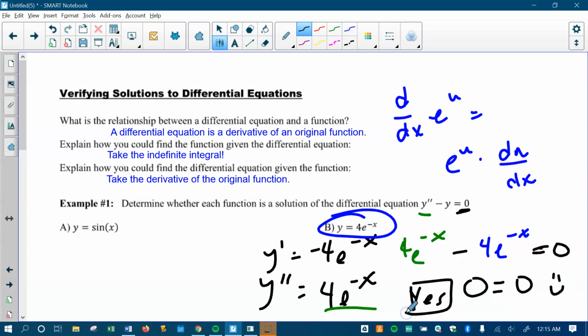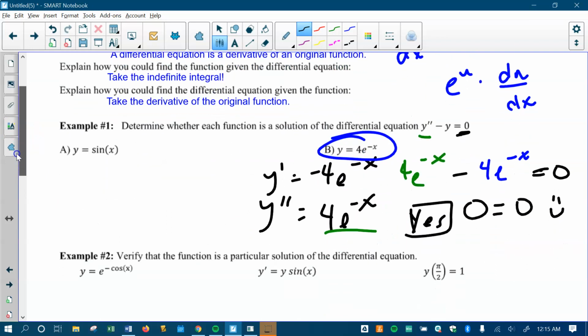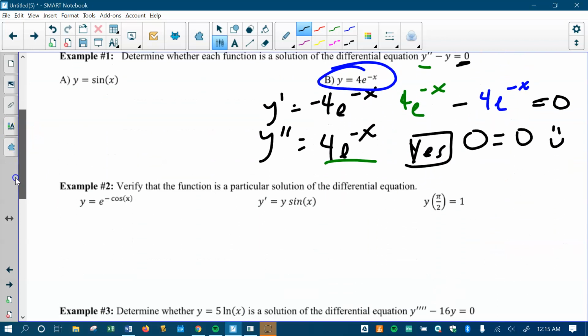So, a possible solution for this differential equation with y double prime is 4e to the negative x. That equation works for this differential equation. Okay, and that's what we do in example 1. Let's go to example 2.